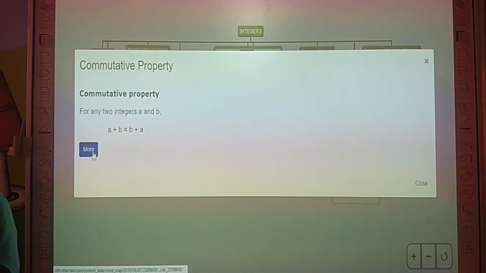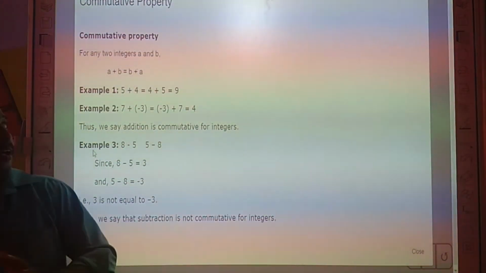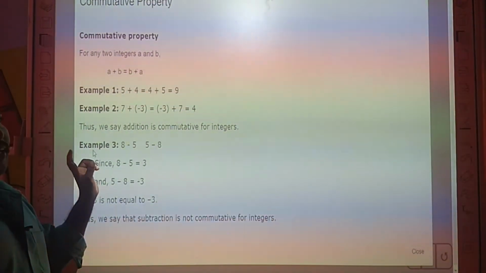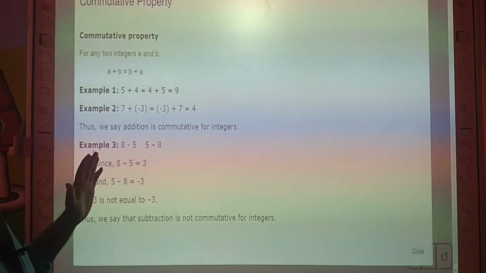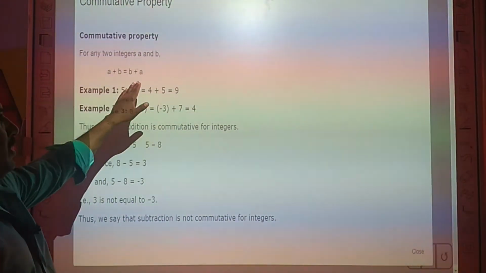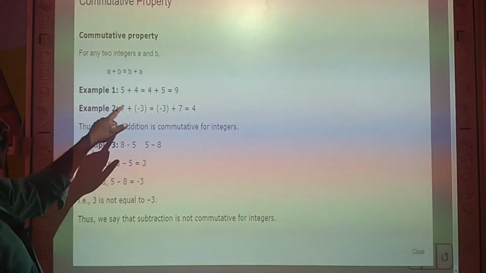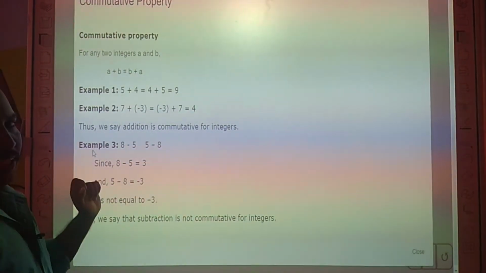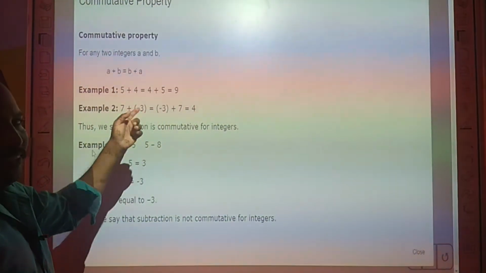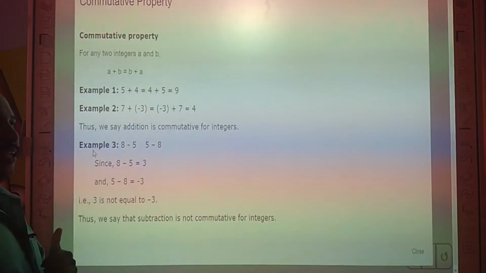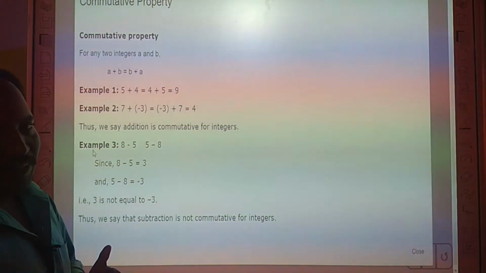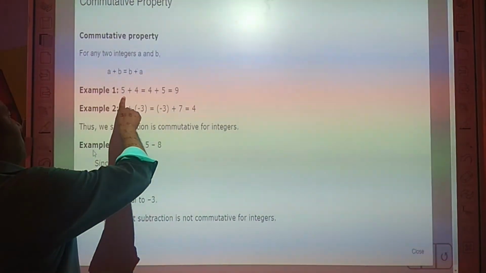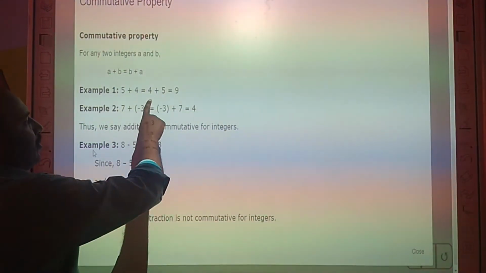The next one, commutative property. For any two integers a and b, the commutative property is a plus b is equal to b plus a. Example 1, 5 plus 4 is equal to 4 plus 5 is equal to 9. 5 plus 4 is 9, 4 plus 5 is also 9. That means 4 is an integer and 5 is an integer, and 9 is also an integer.